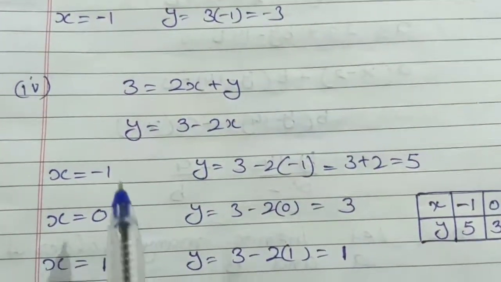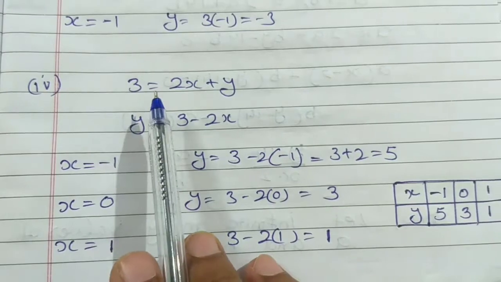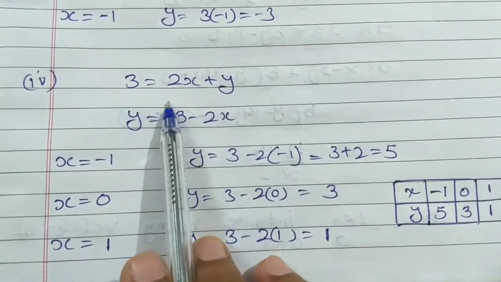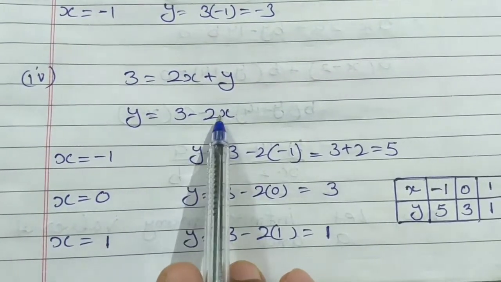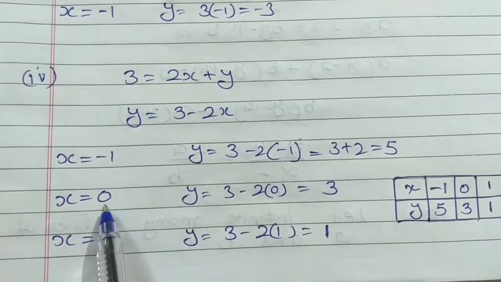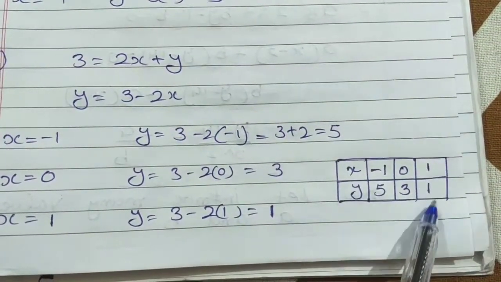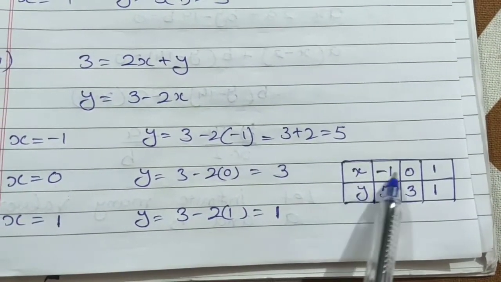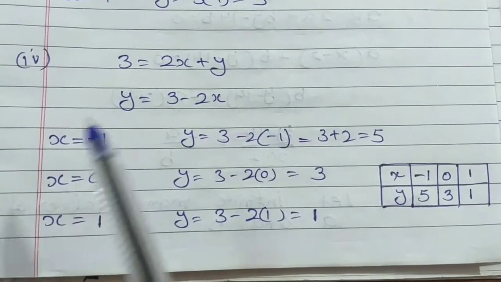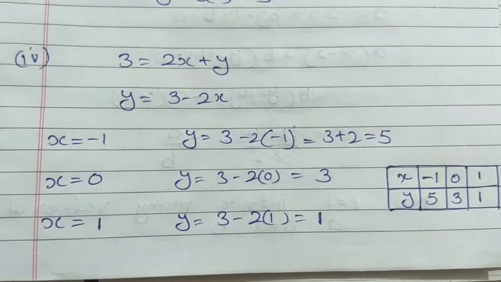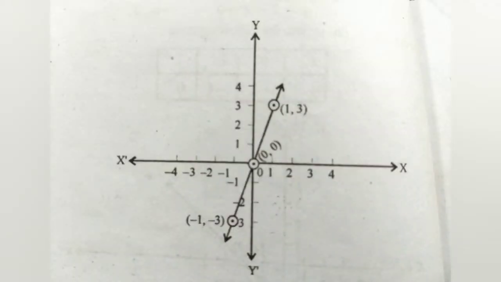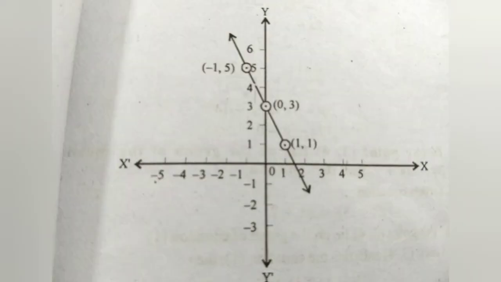So first of all we can discuss the next question, number 4, that is 3 is equal to 2x plus y, or simply we can say that y is equal to 3 minus 2x. Put the value of x equal to minus 1, 0, 1, and these will be your values, and this is our graph table. With the help of this table we will make the graph of question number 4 also. This will be the graph of our third question. This will be the graph of our fourth question.